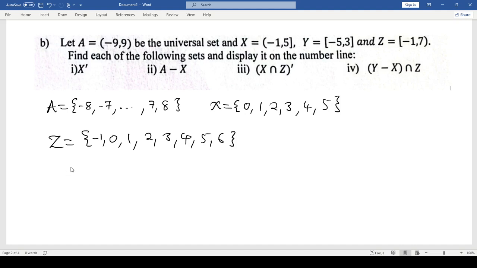Okay, so now the first question requires us to find x complement, and then we express the solution that we're going to get here. We display it on the number line there.